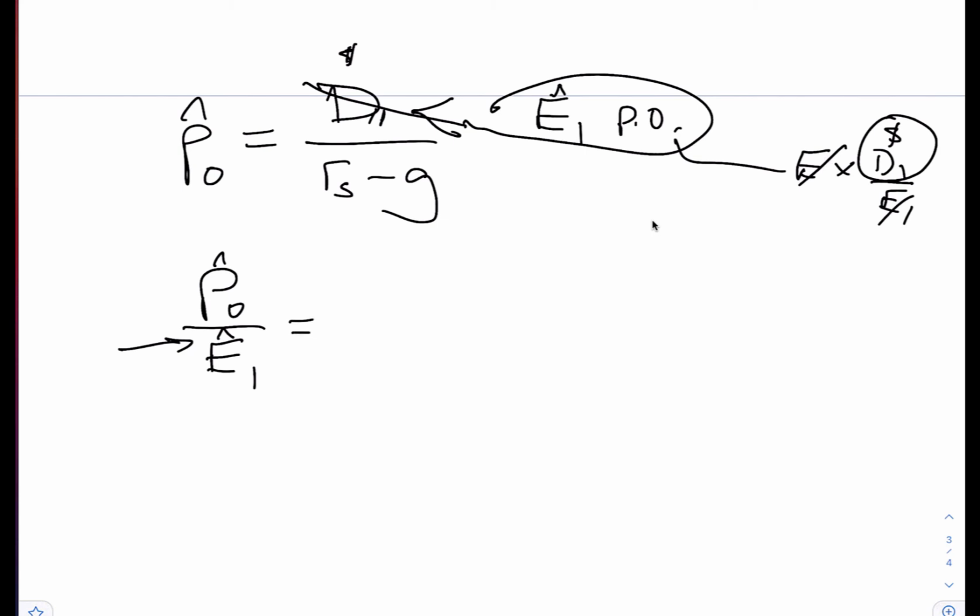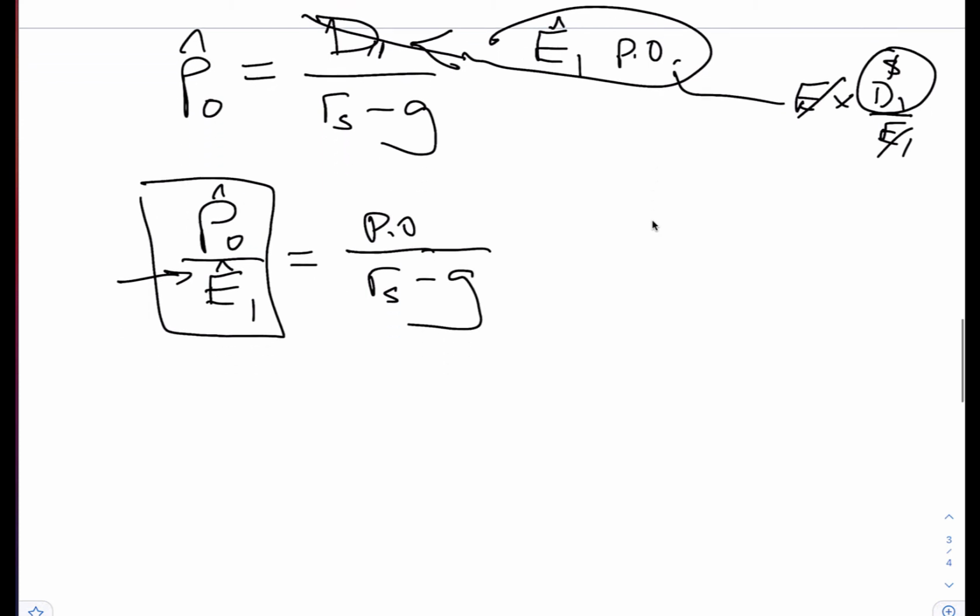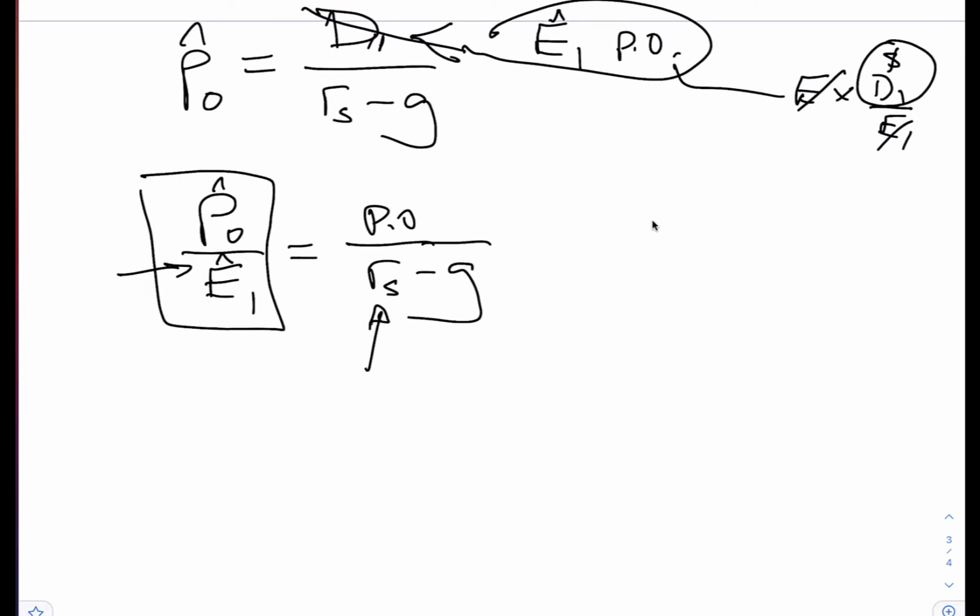What we're going to show is that the price-earnings ratio here equals the payout ratio divided by the discount rate minus the growth rate. Ooh, there's a measure of risk that impacts the price-earnings ratio. There's a measure of growth that impacts the price-earnings ratio.